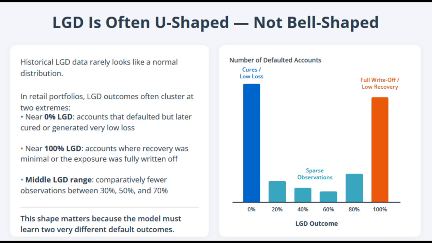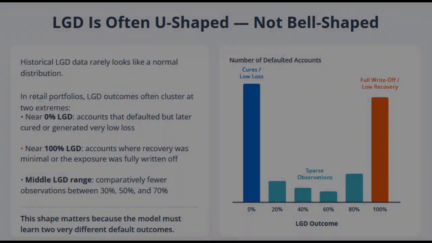Now, here's why LGD modeling is genuinely difficult from a data science perspective. If you plot the historical LGD outcomes from a retail portfolio, let's say, you won't see a normal bell shaped curve. Instead, you will see a bimodal distribution, a U shaped one: a massive spike at 0%, a massive spike at 100%, and sparse middle ground. That is, you can see a few sparse observations at 20%, 40%, 60%, but high spikes at 0% and 100%. That's why LGD is often called a U-shaped curve and not a bell-shaped one.